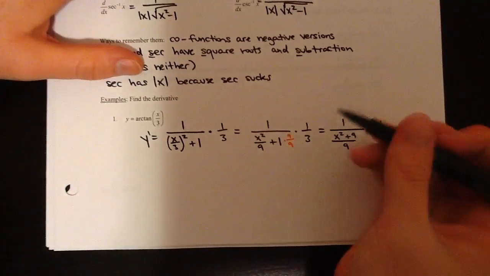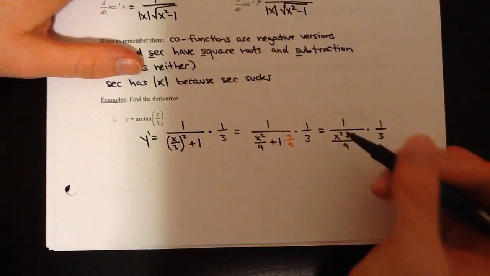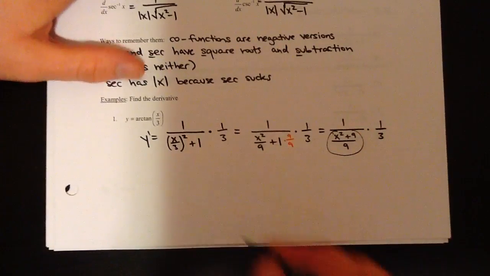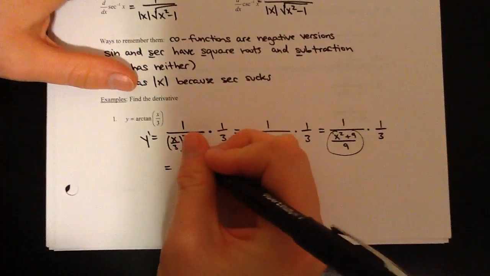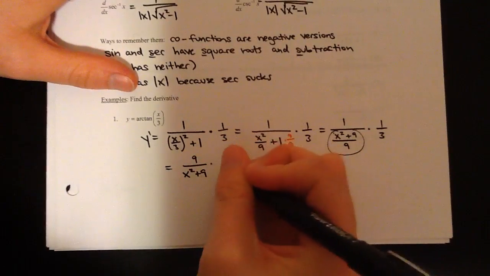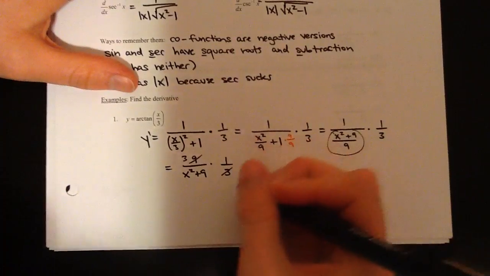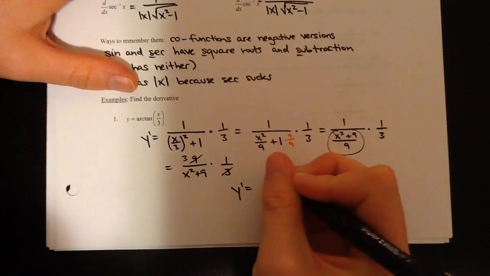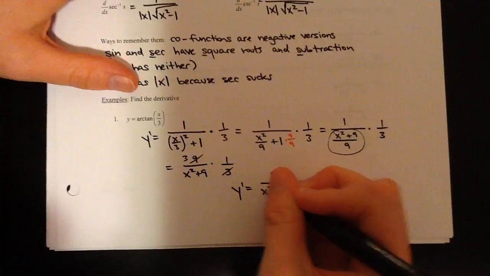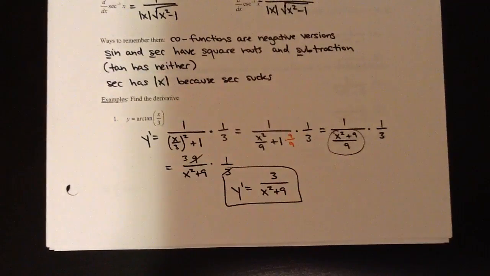So when we're cleaning this up, this thing right here, I have 1 over an x squared plus 9 over 9. So instead of dividing by this thing, I can multiply by its reciprocal, which means I now have 9 over x squared plus 9, and then times 1/3. So the last thing to clean up is to simplify these down. So y prime ends up being 3 over x squared plus 9. And that is the most simplified version.